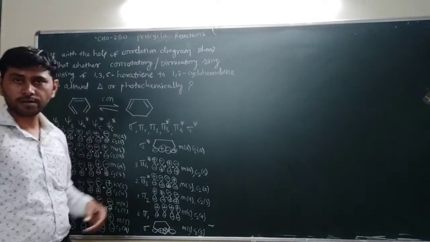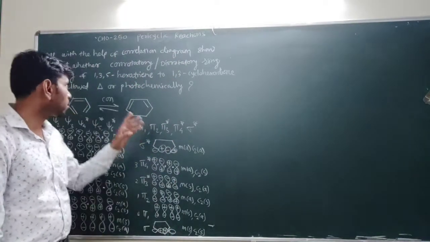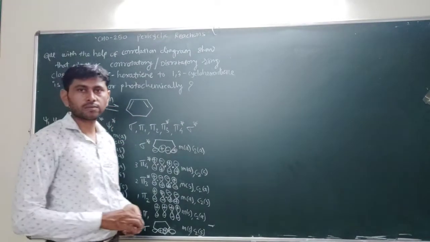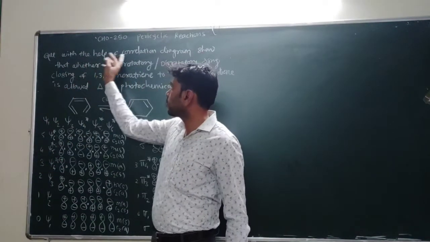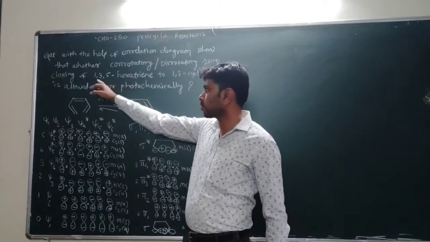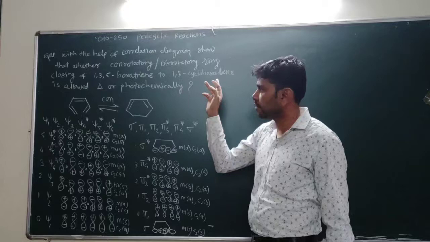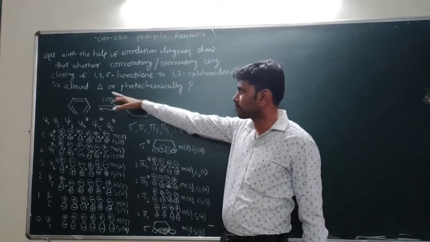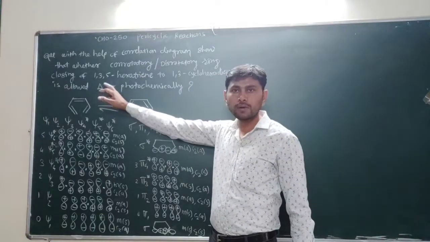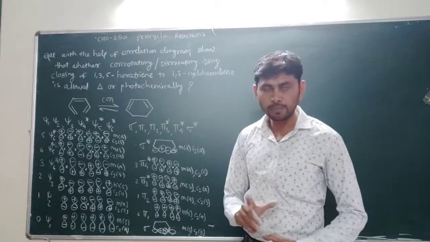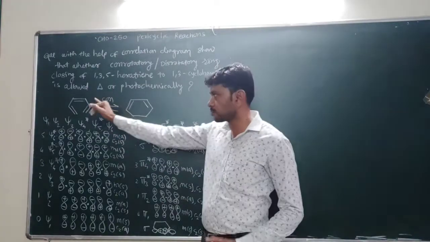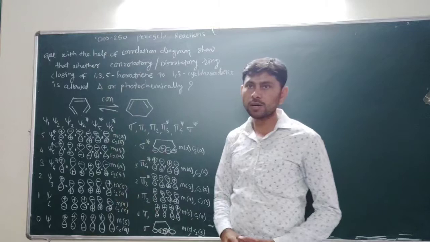Let's continue the lecture on pericyclic reactions. In the last lecture we were discussing the correlation diagram of the ring closing reaction of 1,3,5-hexadiene to 1,3-cyclohexadiene. We have to find out whether this reaction is allowed thermally or photochemically. For this purpose, first we have written the general reaction.